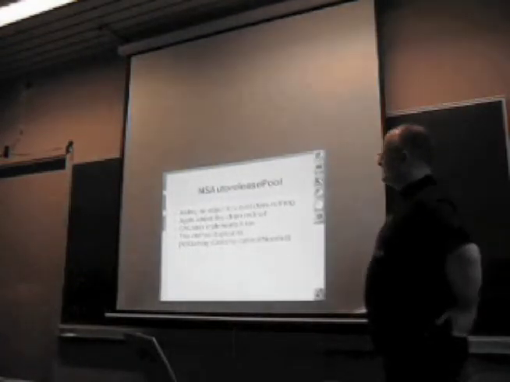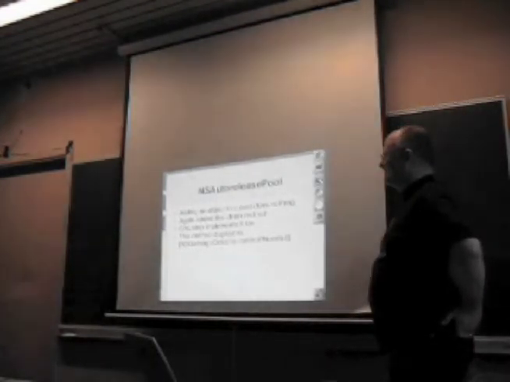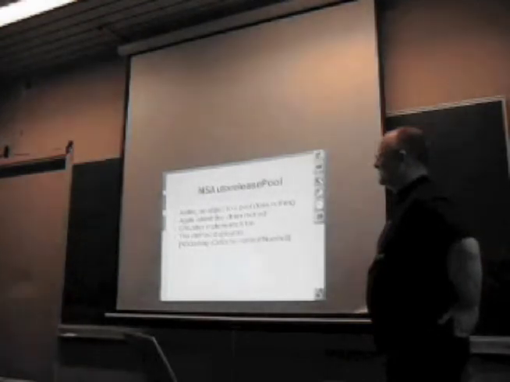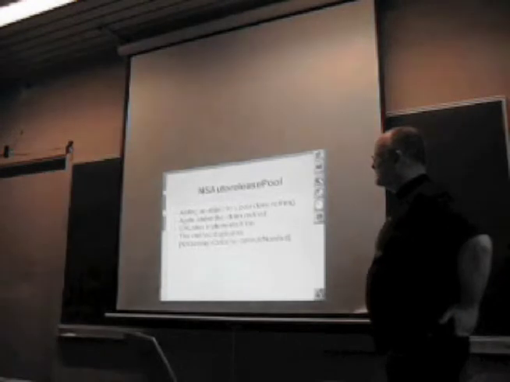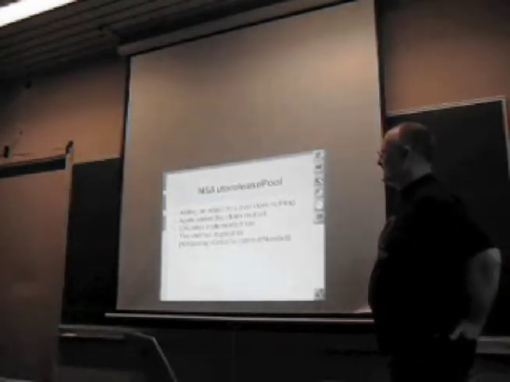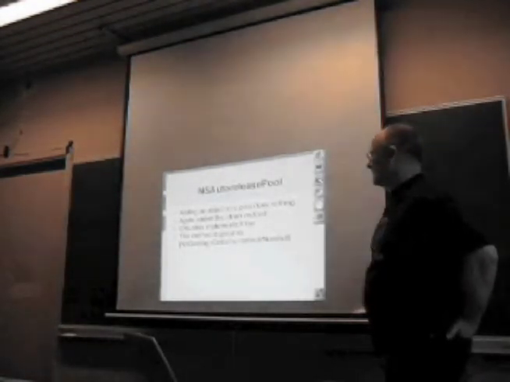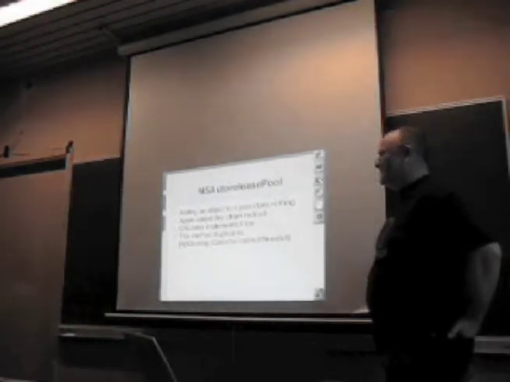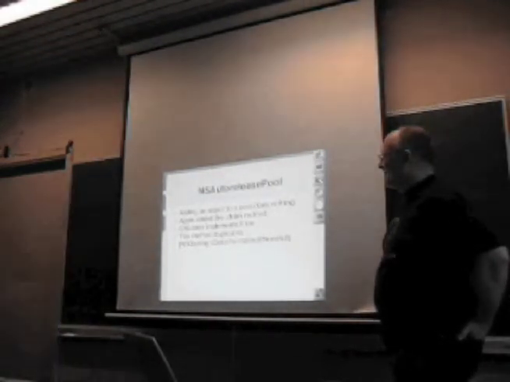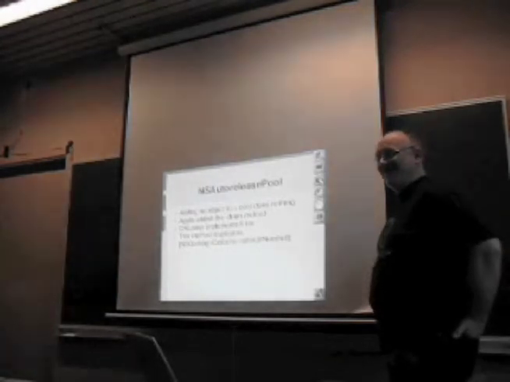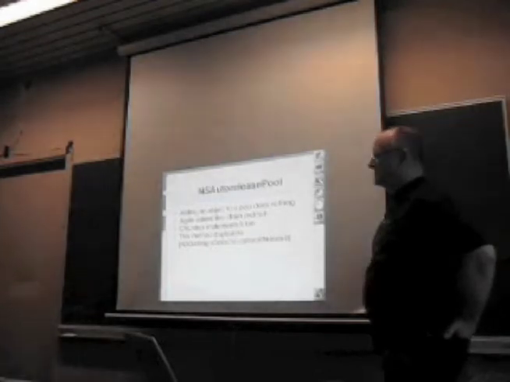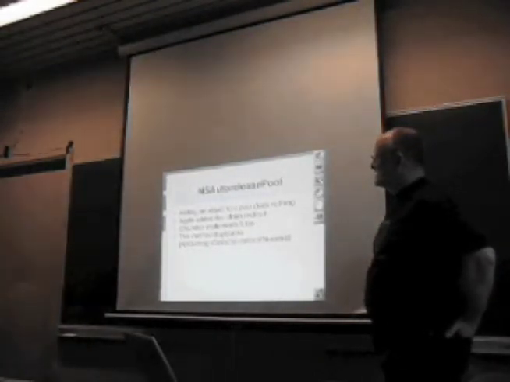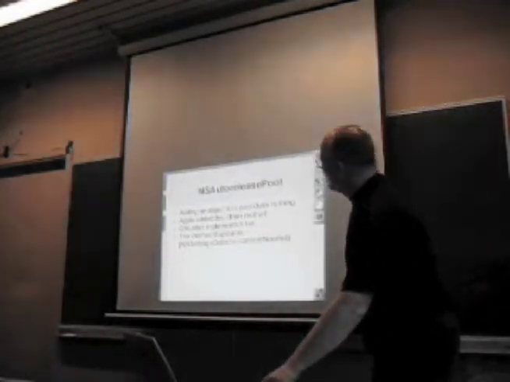Okay, the NSAutoreleasePool class. It's pretty much obsolete. Adding an object to a pool obviously does nothing. There's no point doing it. Apple added the drain method, so we implemented it too. It does the same thing as collectIfNeeded. I have no idea why Apple added that method. As far as I can see, the class really ought to be completely obsolete in a garbage collecting environment. But we did that for compatibility.